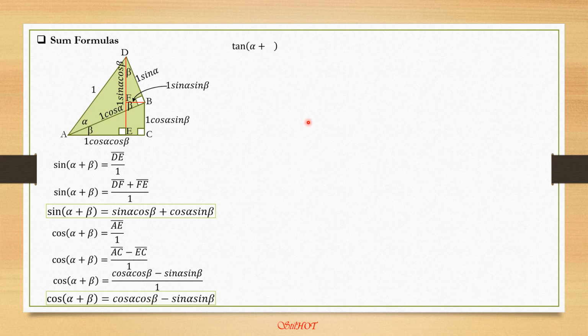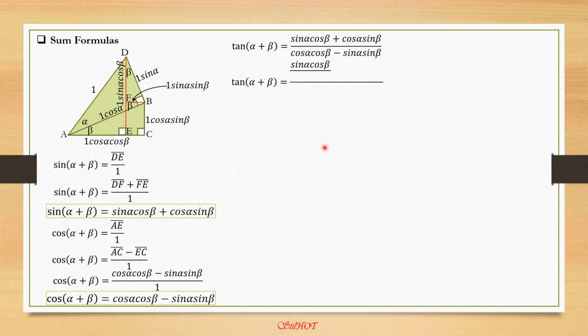Then for tangent of alpha plus beta, it is sine of alpha plus beta over cosine of alpha plus beta. So let's copy this formula: sine alpha cosine beta plus cosine alpha sine beta over cos cos minus sin sin. We divide both the numerator and the denominator by cosine alpha cosine beta. Then we'll have, after simplification, so we can cancel here. So divide also the denominator by cosine alpha cosine beta.